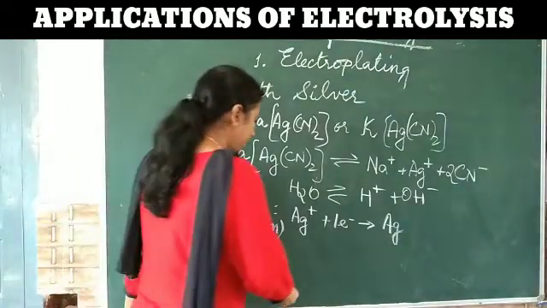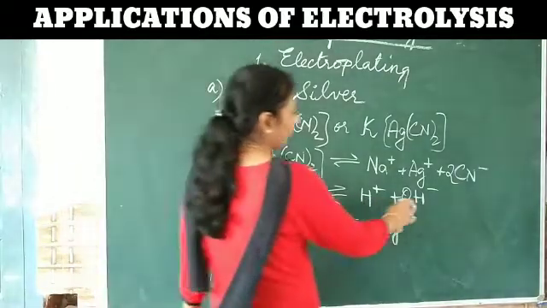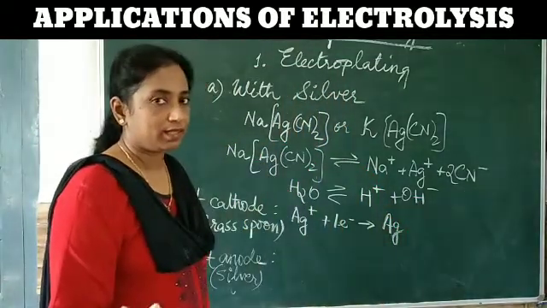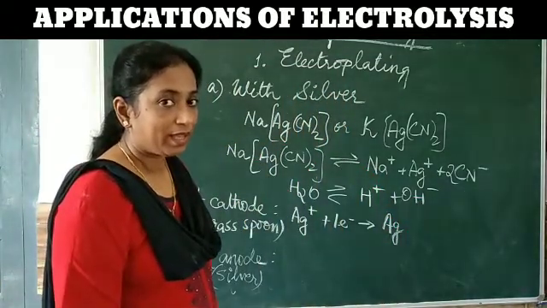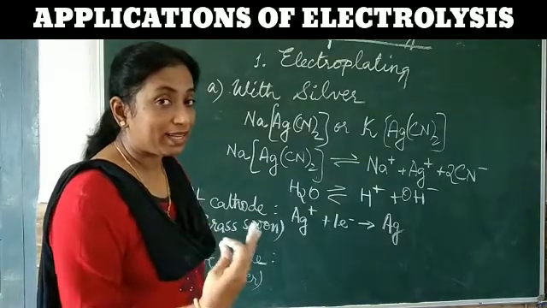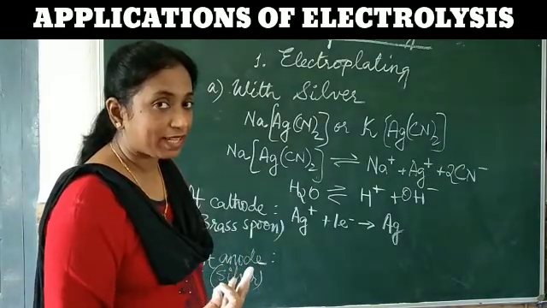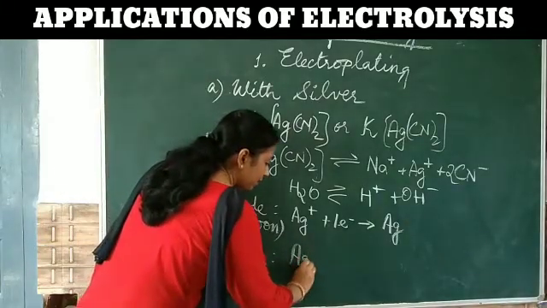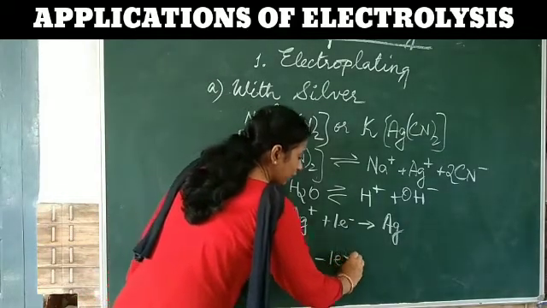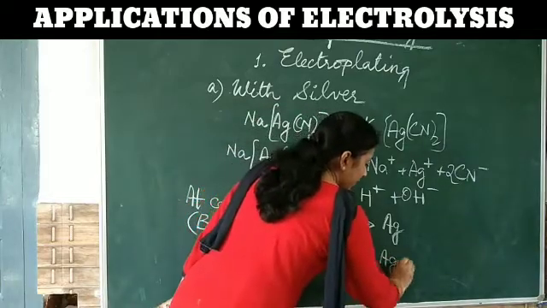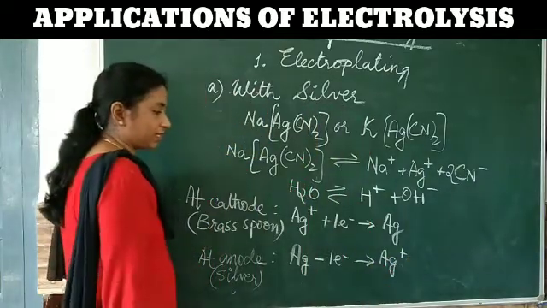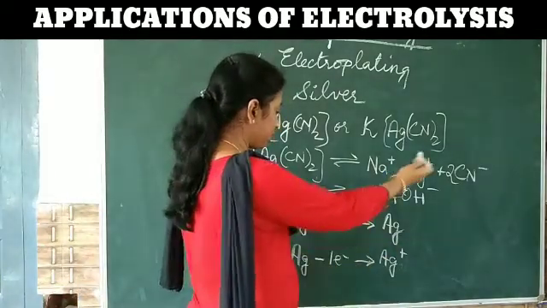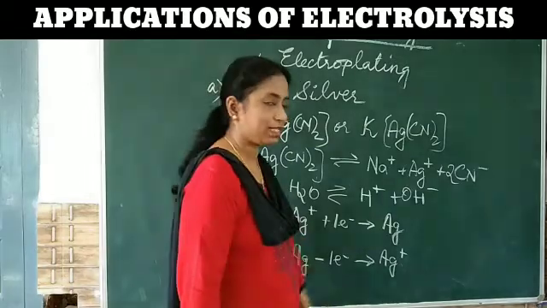At the anode, what will happen? Who all will go to the anode? OH minus will go and CN minus will go. But none will get discharged. Why? Because the anode here is active. What anode have we taken? Silver. Okay. So silver, Ag metal, will give up one electron and become Ag plus. So this Ag plus will get into the solution, migrate towards the cathode and get deposited here.